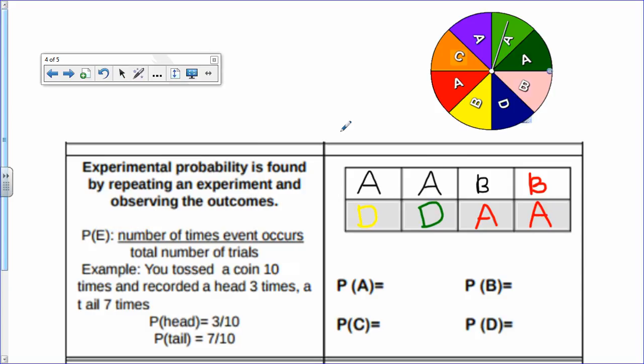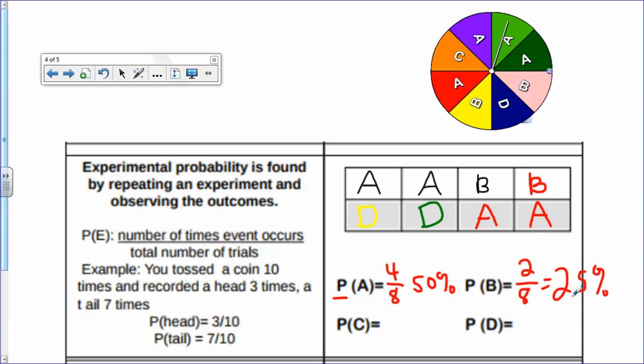So now let's look at our experimental probability. So, probability of getting an A, I got 1, 2, 3, 4 A's. So 4 out of 8, or 50%. That actually matches my theoretical probability. Happens sometimes, not all the time. B, I got 2 B's. So it'd be 2 out of 8, or equals 25% because it's 1/4.